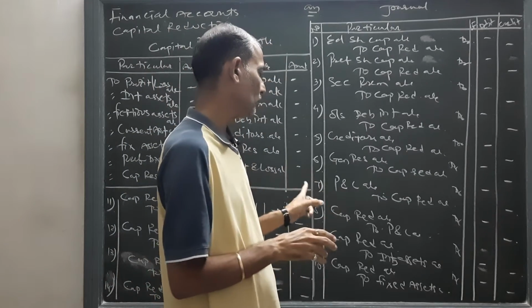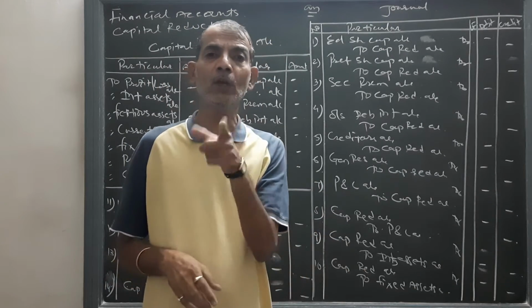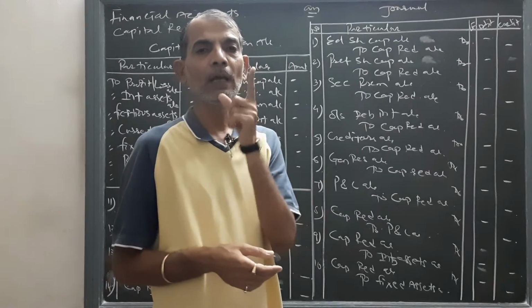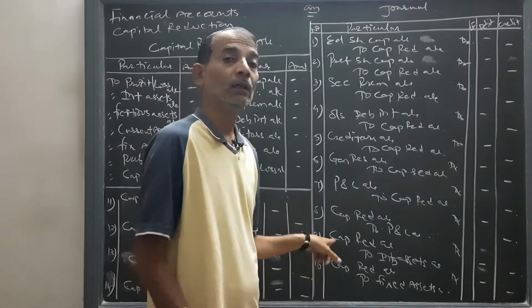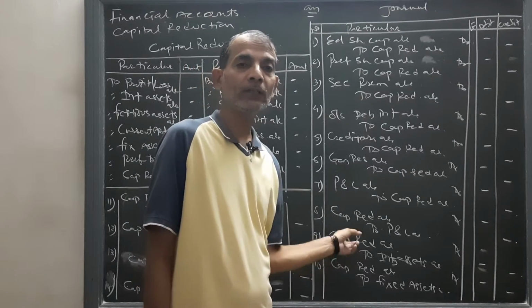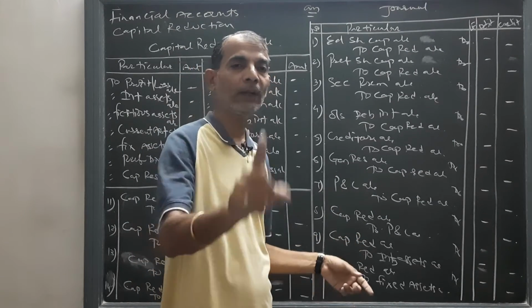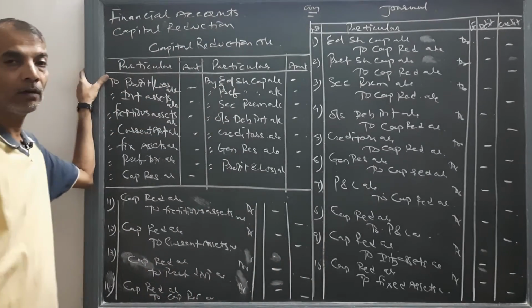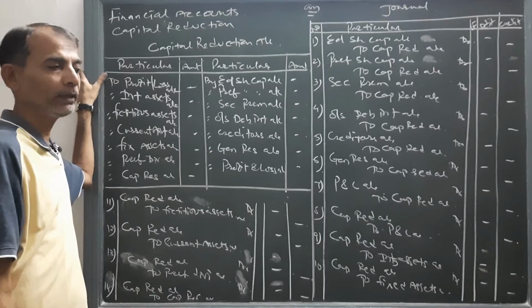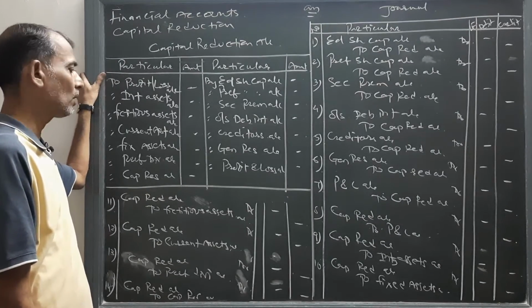Suppose there is a loss standing on the asset side of the balance sheet. Then the capital reduction account will be debited and the profit and loss account will be credited, and that amount will be written on the debit side of the capital reduction account.